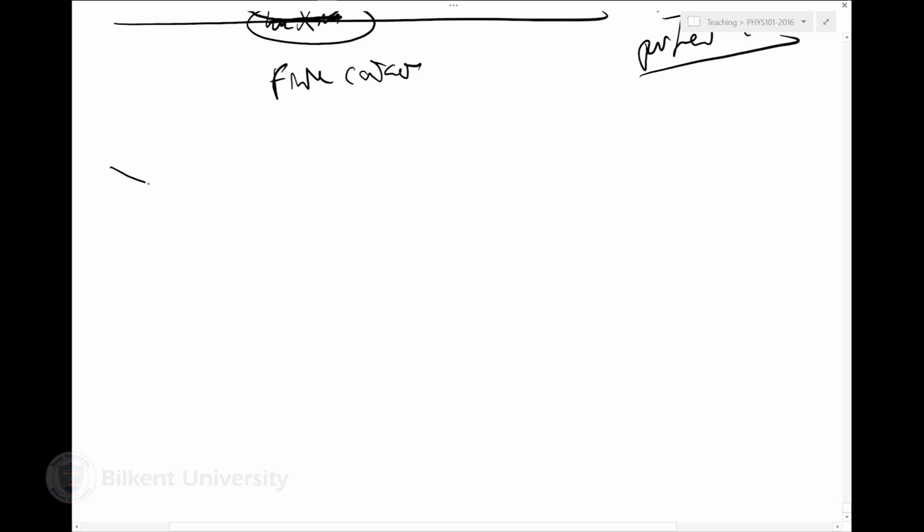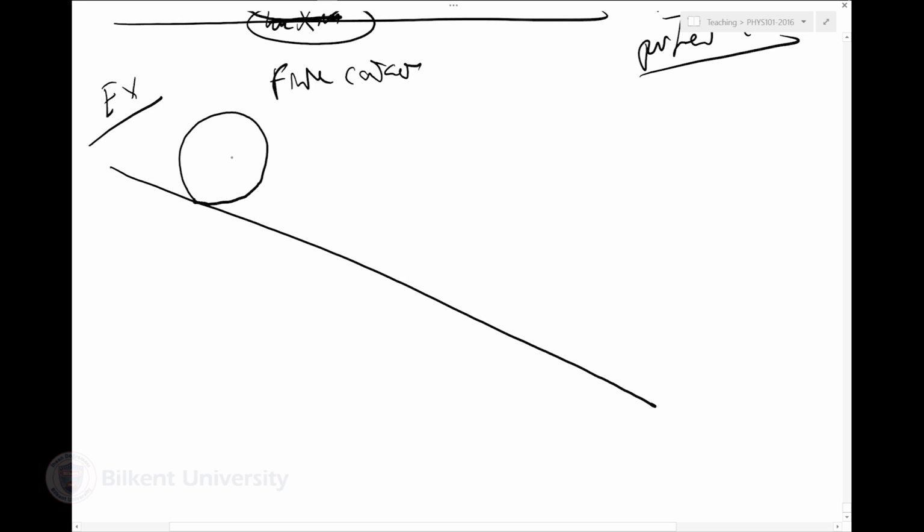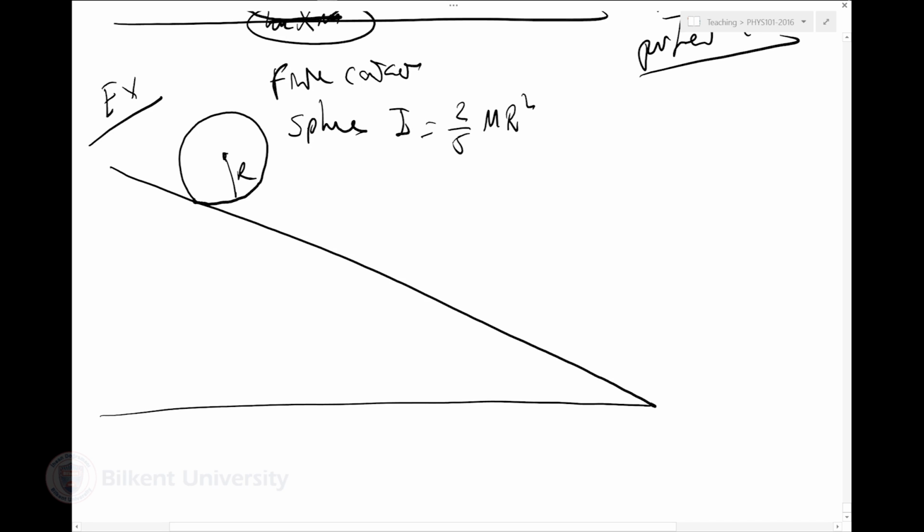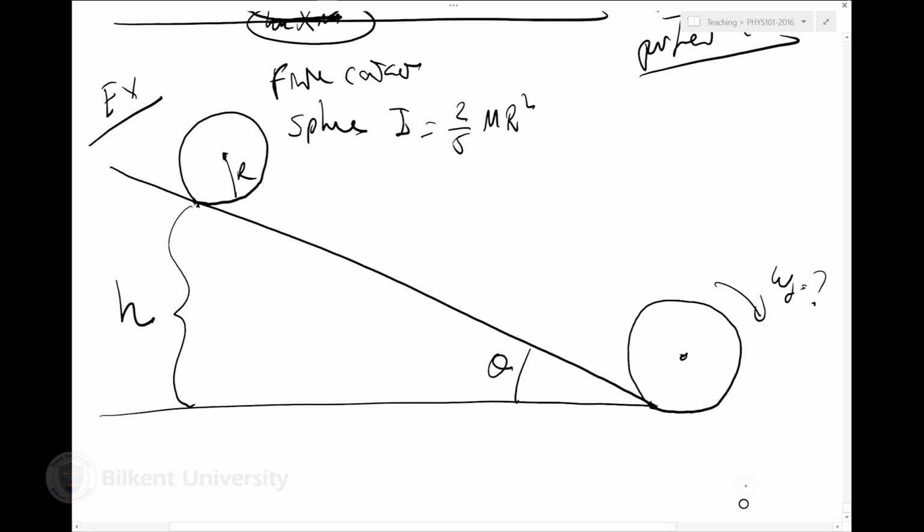So let me state one problem. Let's say I have a sphere of radius r and I is 2/5 mr squared. I would like to find out, it rolls down this inclined plane of angle theta from a height h. I would like to find out what's its final angular velocity and final velocity if it rolls without slipping.